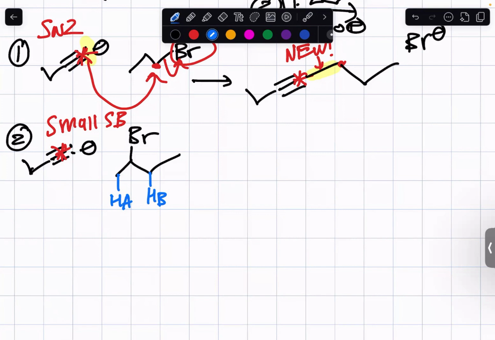Yeah, functionally it acts similar to a Grignard, like MgBr or RLi. It's very similar. It adds carbon-carbon bonds.